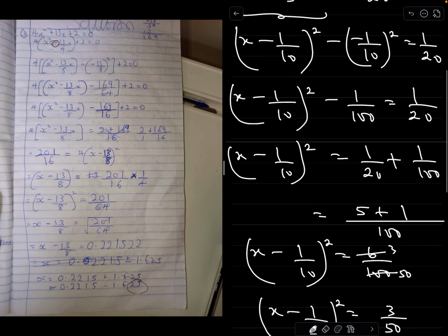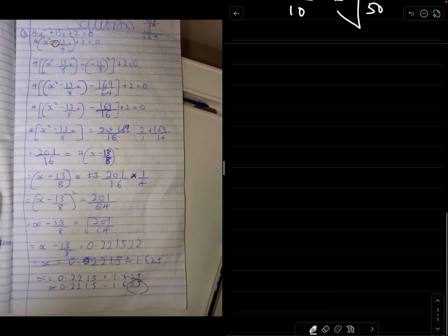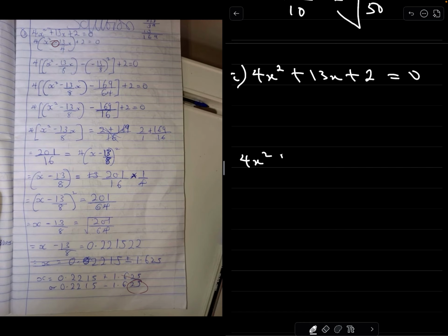Question 1: use the completing the square method to solve the quadratic equation 4x squared plus 13x plus 2 equals 0. If the question just says complete the square for 4x squared plus 13x plus 2, you can see that this is an expression because it is not equal to anything. Then you can do it this way.